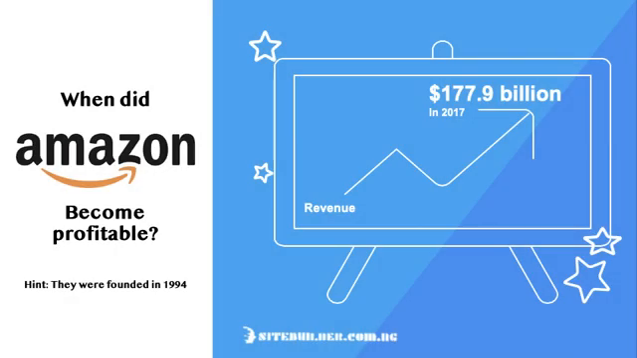So before we start, let's talk a little bit about money. When did Amazon become profitable? Like, when do you think? Just put a year in the comments. So here's a hint: they were founded in 1994. And in 2017 they had $177.9 billion in revenue. But when did they become profitable?